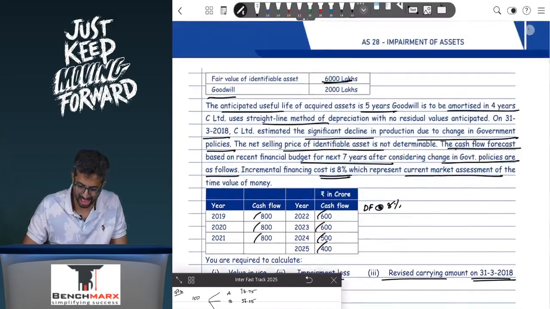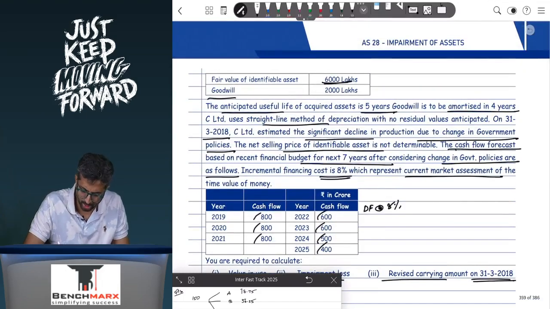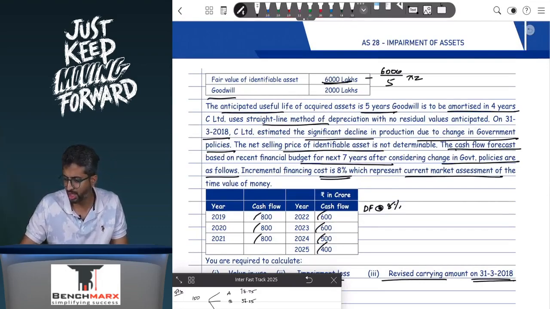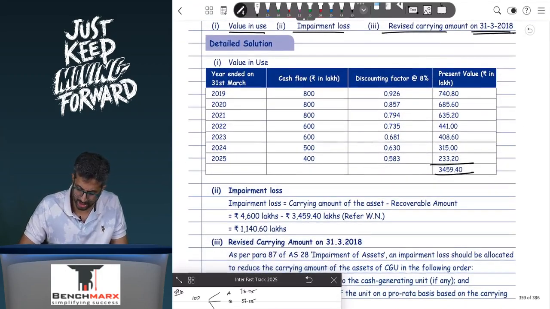I'll compare this with the carrying value. Now, when did I acquire all of this? 31st March 16. So 2 years have gone by. So over here, 6,000 minus 6,000 divided by 5 into 2. This is 2,400, so 3,600 will be there in my assets. And goodwill made 2,000 divided by 4 into 2, which is another 1,000, will be there in goodwill. So this is 4,600. You compare 4,600 with 3459.4 and you get 1140.